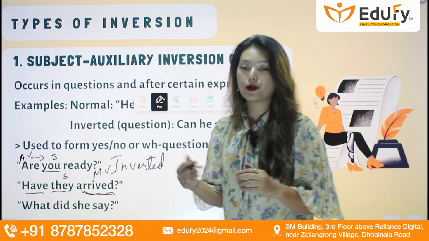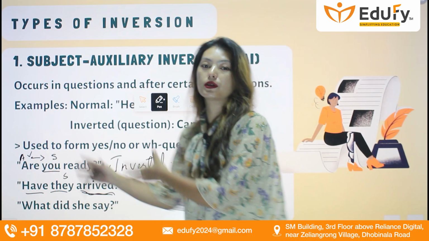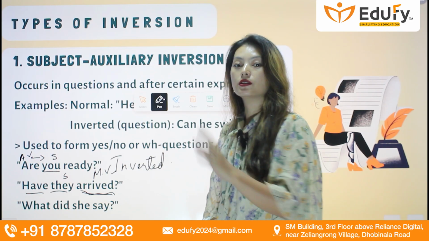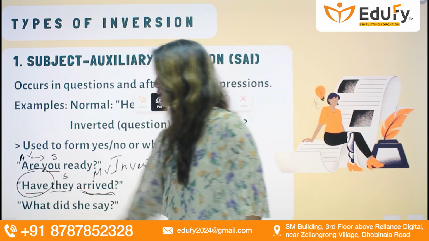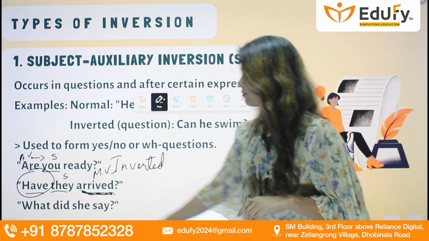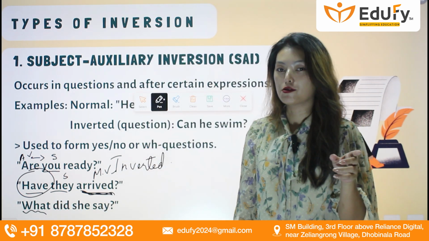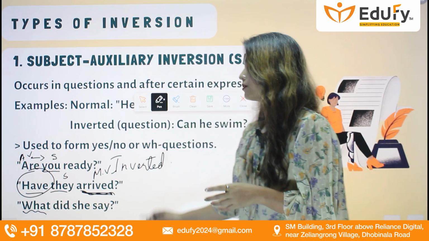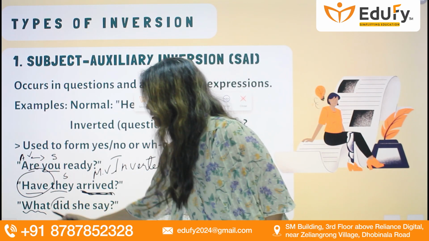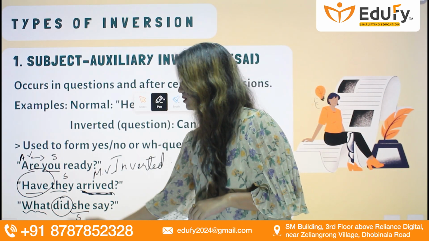Please remember that when I say inverted form of the verb, I don't mean to say that the main verb will come at the beginning of the sentence. No, actually the inverted form will always have the auxiliary verb that comes before the subject, okay, not the main verb. Similarly, if you look at the third sentence here, what is the inverted form? If I say what, a lot of people say, okay, that's the inverted form. No, the inverted form is did and she. Did is the auxiliary verb and she is the subject.